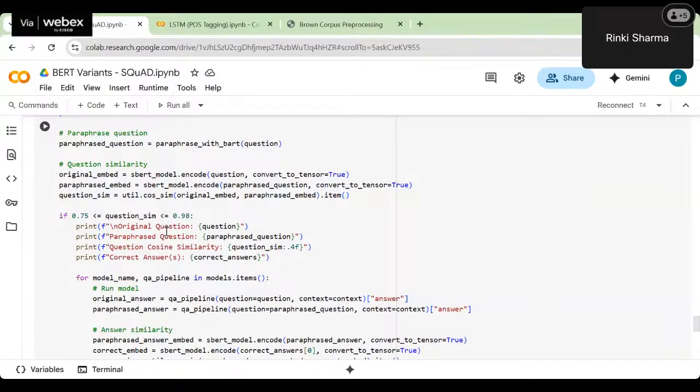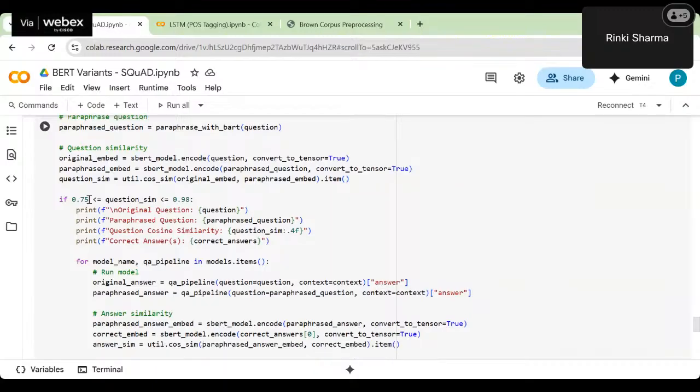The 0.98 upper bound ensures that the question has undergone some kind of paraphrasing, as a cosine similarity of 1 shows that the paraphrased question and the original question are the same. We don't want that scenario. So we choose our upper bound to be 0.98 and the lower bound to be 0.75, because we don't want to lose the semantic meaning of the paraphrased question.